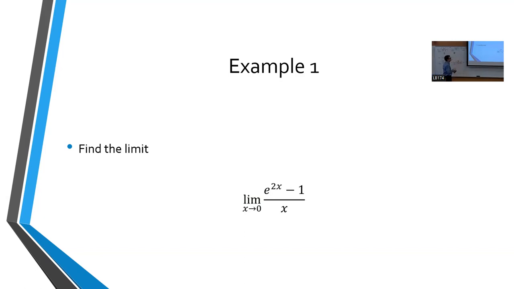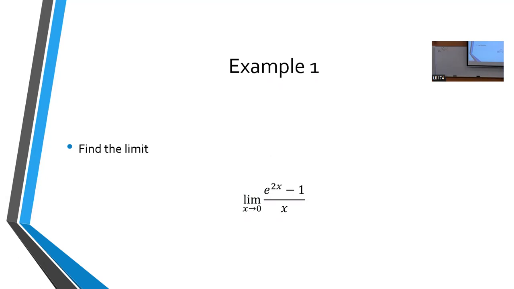We also can deal with things like this, which are not polynomials over polynomials, and maybe not obvious what the limit is going to be. So some uglier type limits. Here we have e to the 2x minus 1 over x. E to the 2x minus 1, that's all in the numerator, over x. And we're going to take the limit of that fraction as x goes to 0.